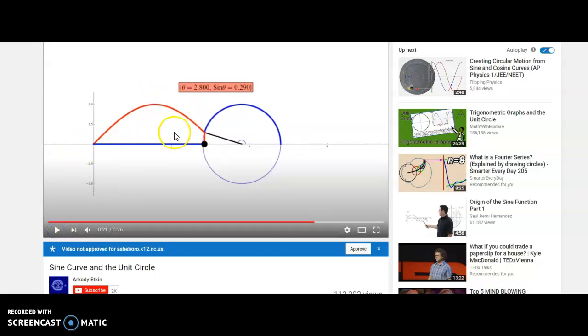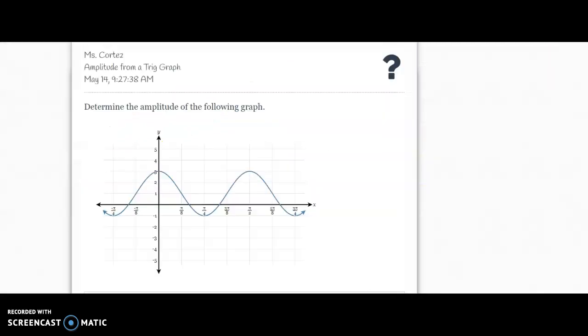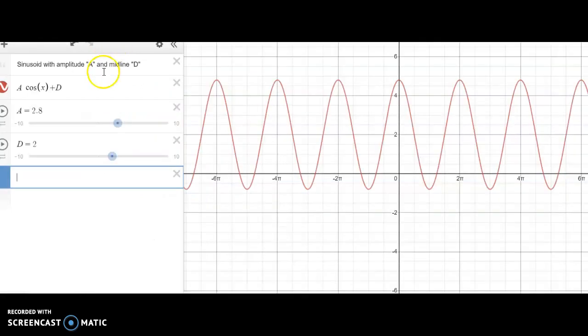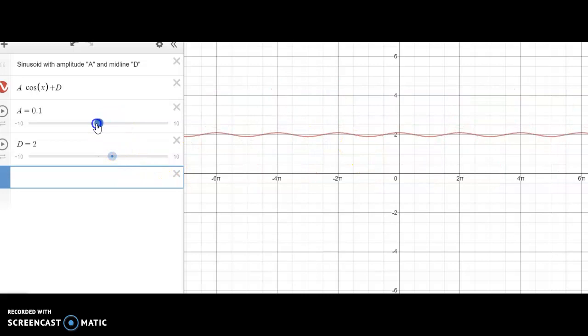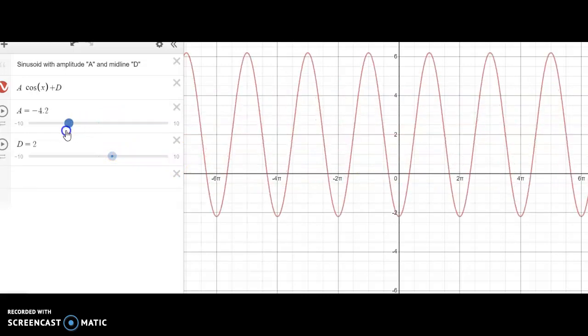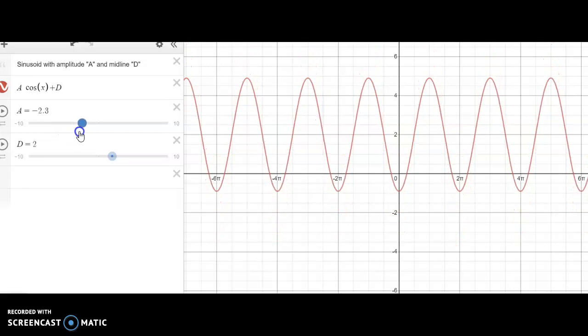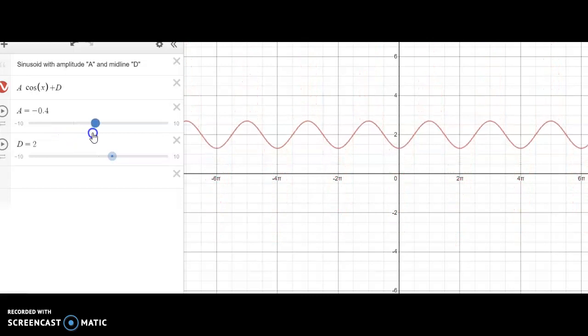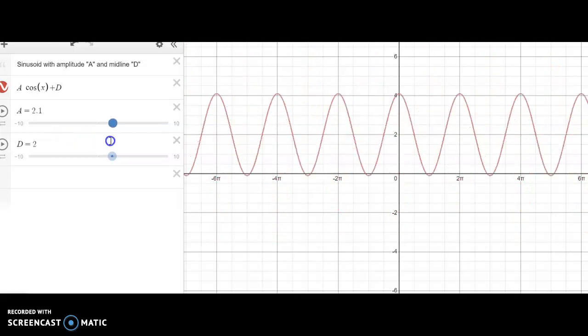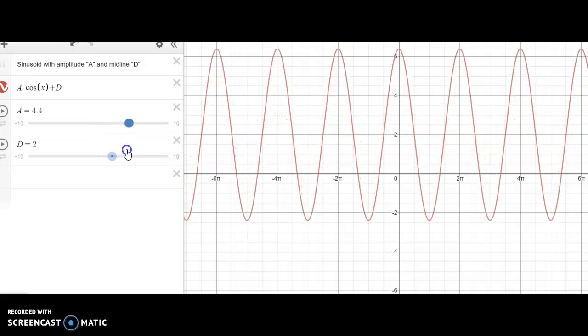Now, I wanted to show you how to do the amplitude and the midline. Real quick before we can do that, the amplitude normally, as I change this graph, what do you notice happens to the graph? The graph gets bigger, it changes the opposite direction. The amplitude is technically the height of the graph.